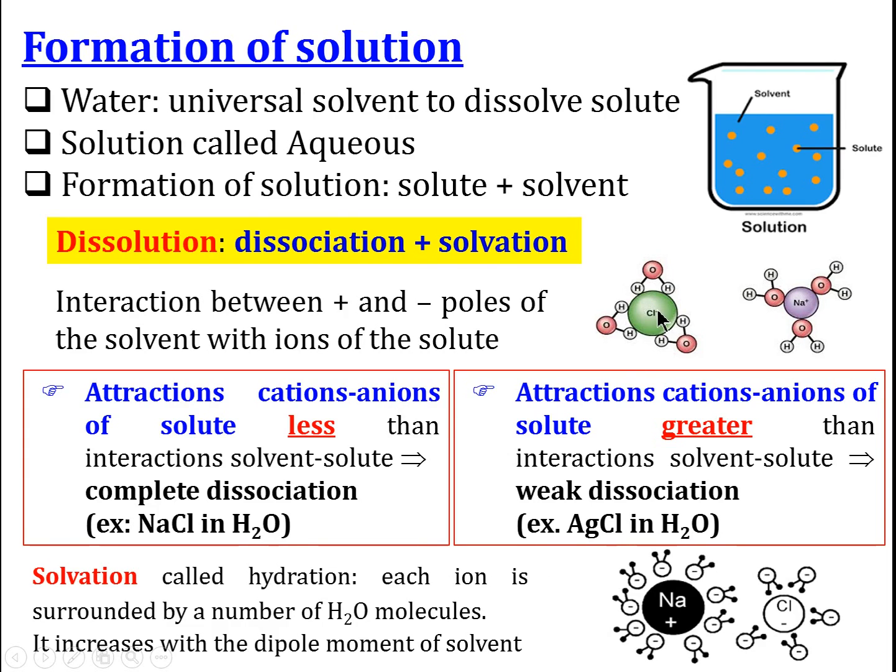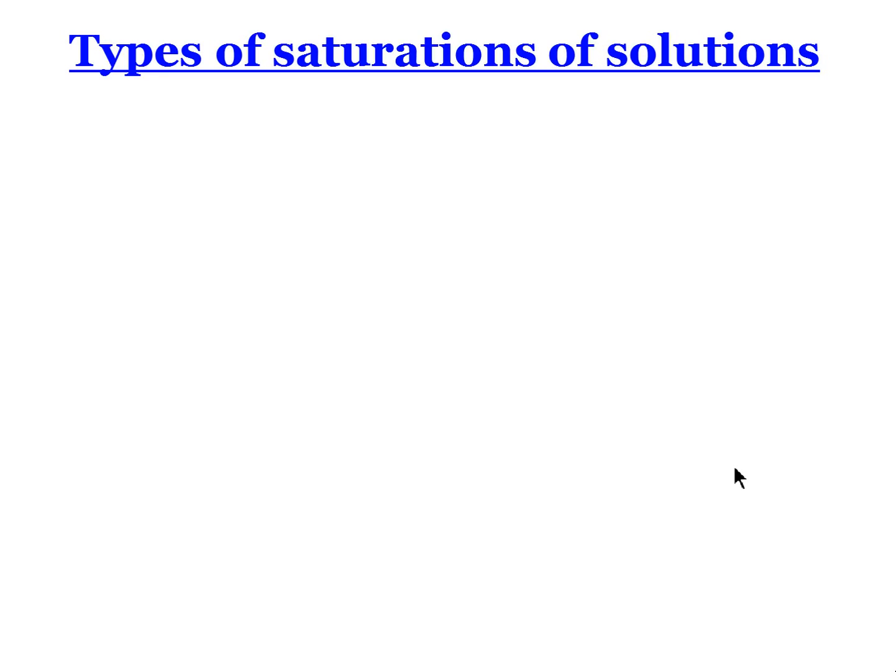After the dissociation of Na+ and Cl- in the solution, these ions will be surrounded by water molecules, and this process is called solvation or hydration. Of saturations of solutions.